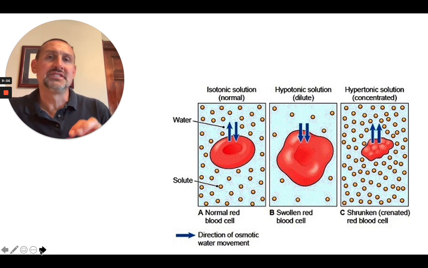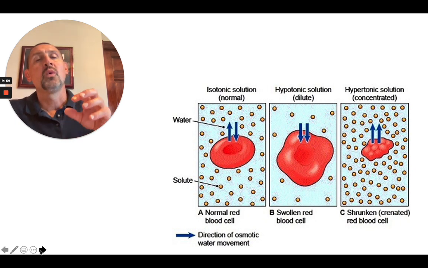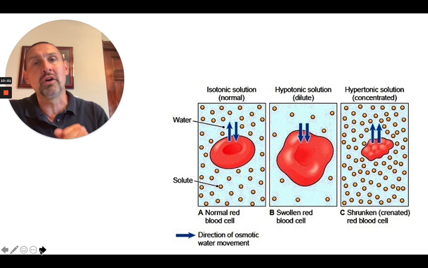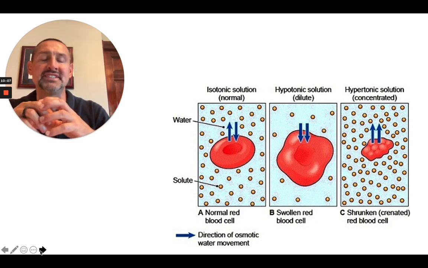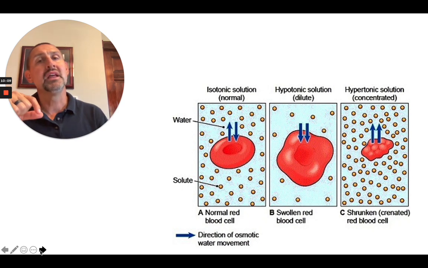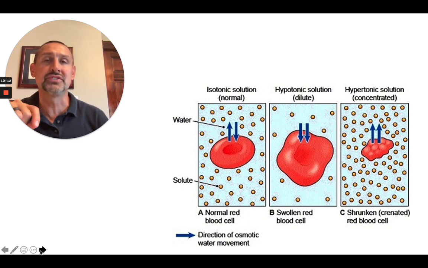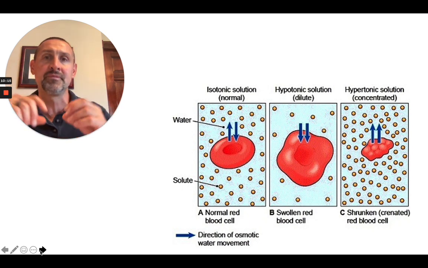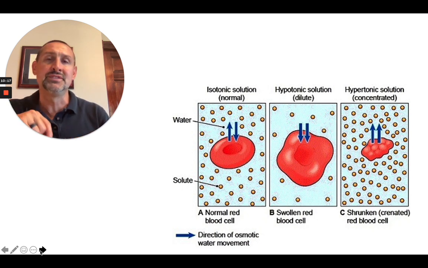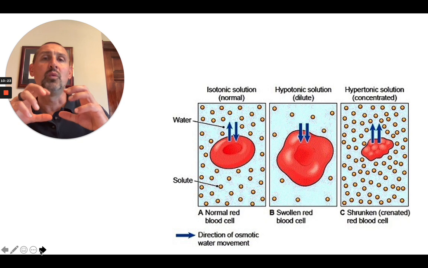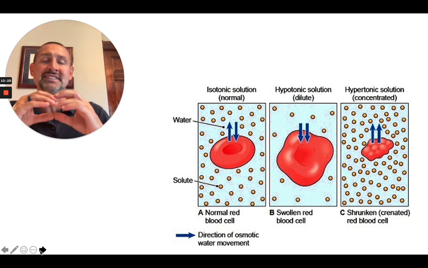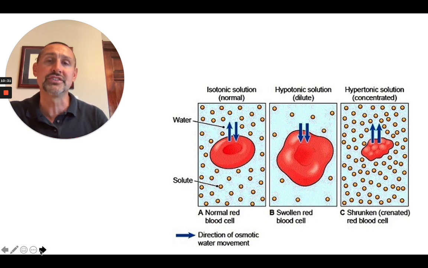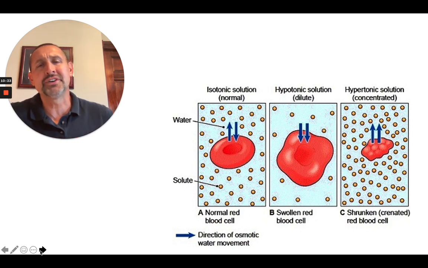If your blood cells are placed into a solution where there's a higher concentration of water molecules outside the cell, those water molecules will move into the cell, causing it to swell. That type of solution is called hypotonic. The cell is swelling up like an O. If the cell is placed into a solution where there is a low concentration of water molecules, then the water molecules from the cell will leave the cell to dilute the solution that it's in. That's called a hypertonic solution.